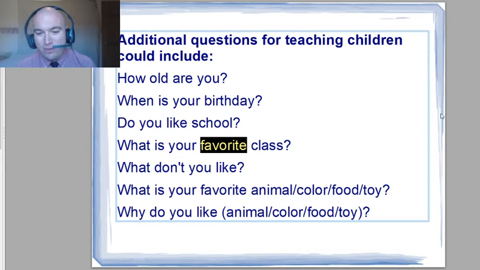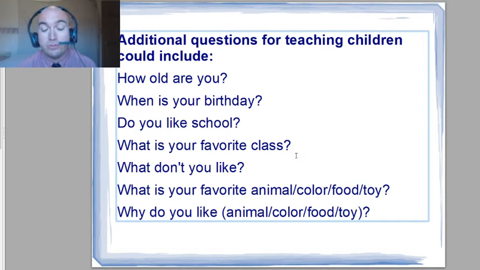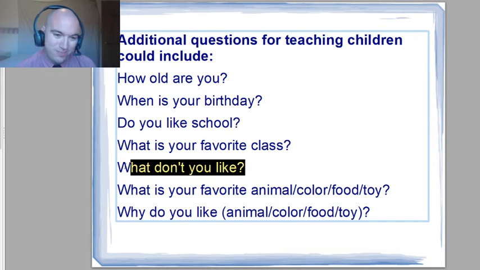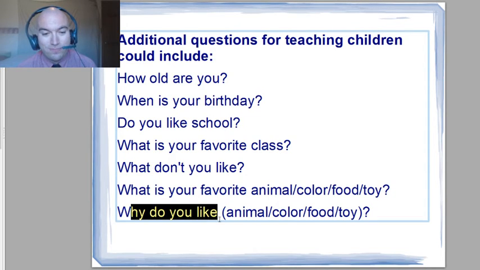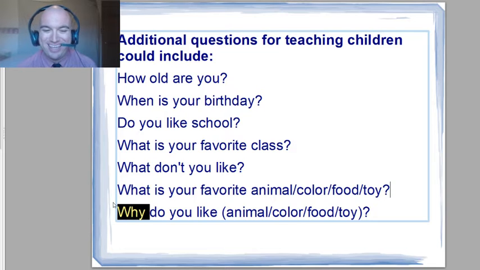Okay, and when it comes to favorites, children have favorite everythings. Favorite animals, colors, foods, toys, cartoons. Okay, what don't you like? Children have opinions. And finally, why do you like something? The magical why. Yes.